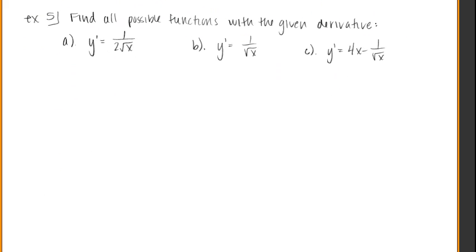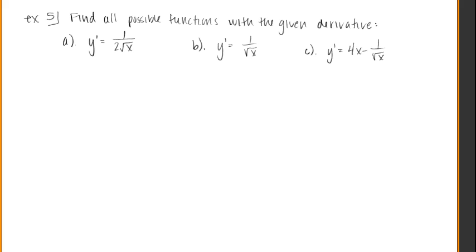Okay, so example 5. We want to find all the possible functions with the given derivative. What this problem is really asking us to do is go a little bit backwards. We need to identify y, knowing that this is y prime. So we need to work backwards just a little bit.